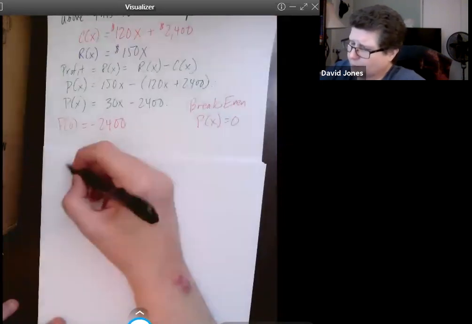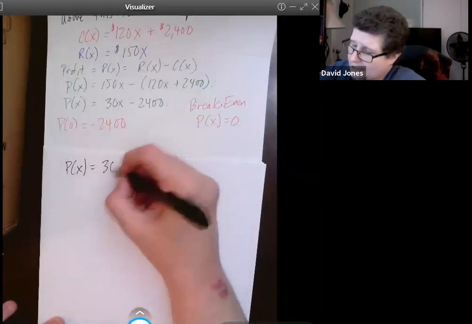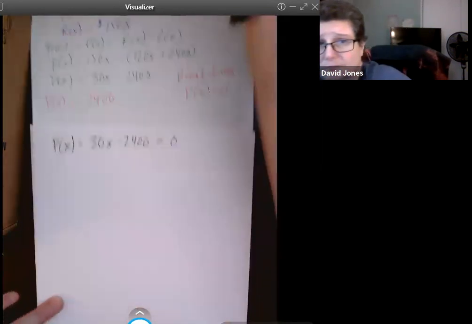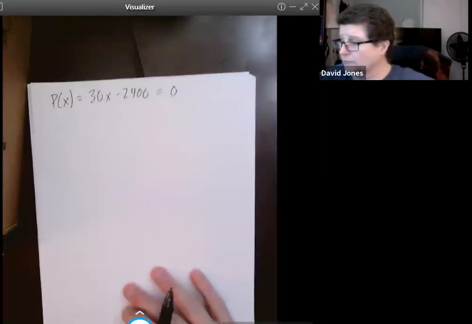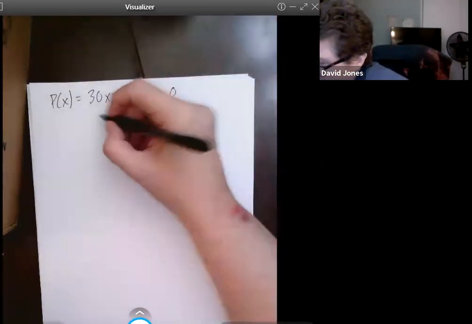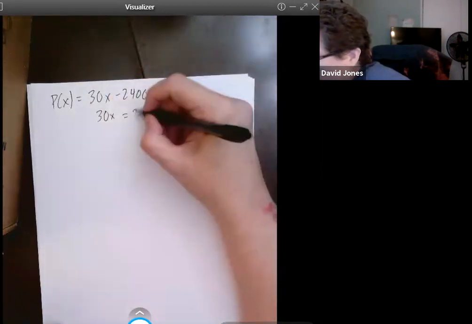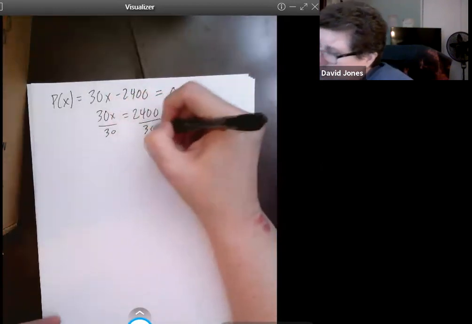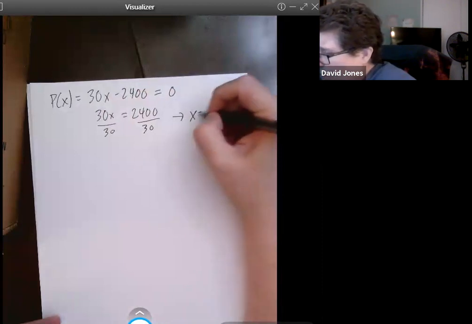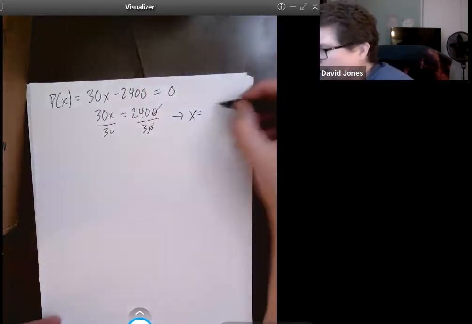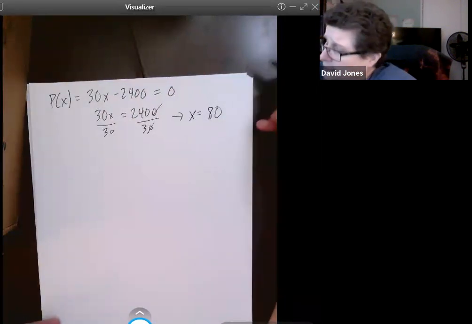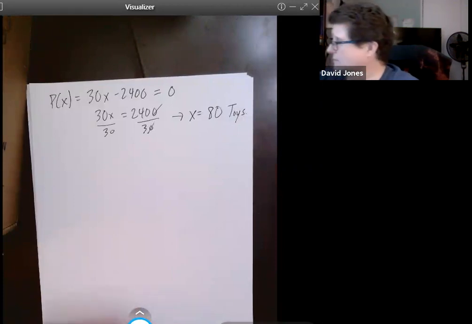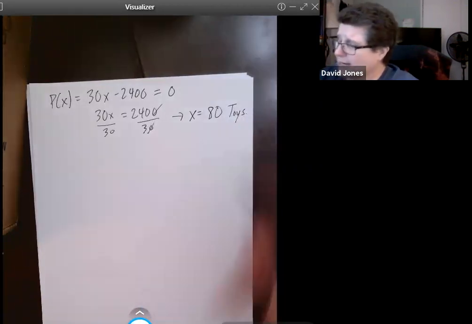So I've got P of x equals 30x minus 2400, and the break-even point is at 0. So I solve for x. 30x equals, I add 2400 to both sides, 30x equals 2400. Divide by 30, and I get x equals, the zeros cancel, 240 divided by 3 is 80. X equals 80 toys. That's the break-even point.